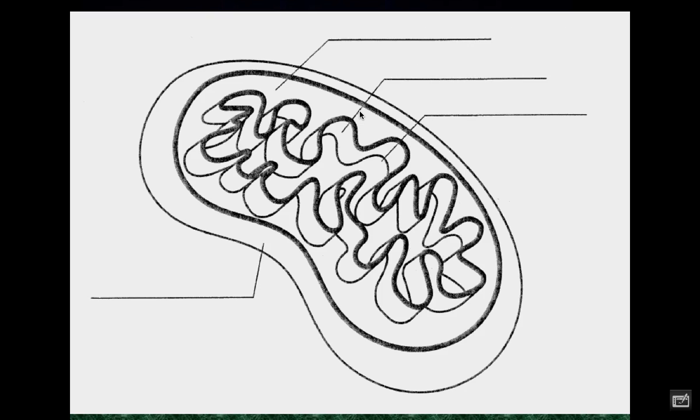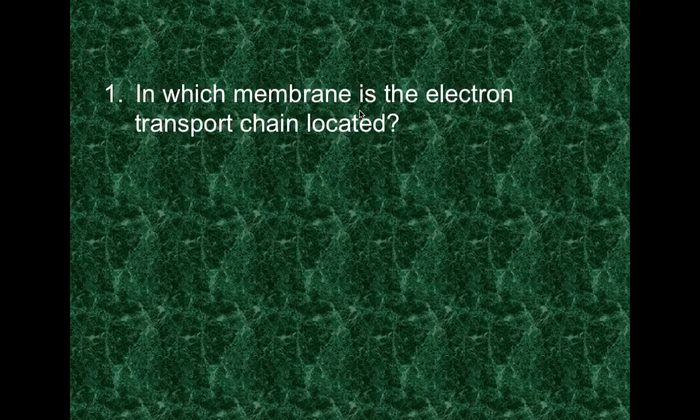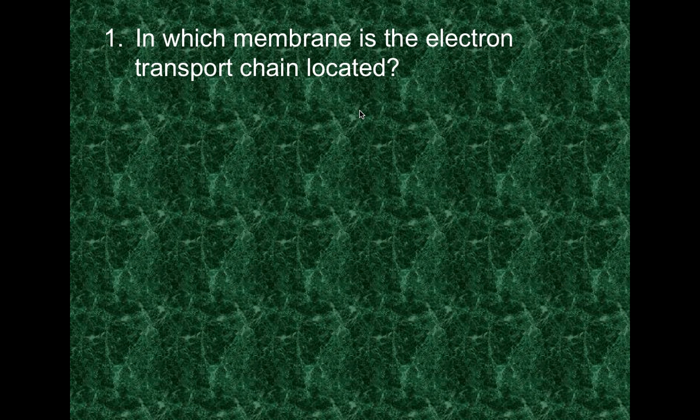So we also have a question with this. In which membrane is the electron transport chain located? Now again, we haven't talked about this, but what we will learn is it is along the inner membrane. So let's get into the process of cellular respiration here.